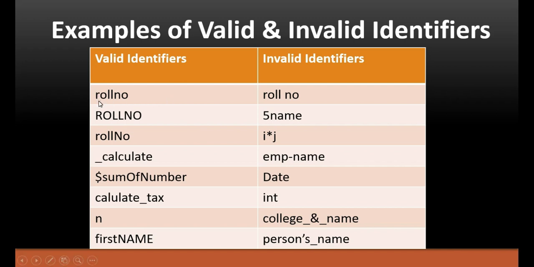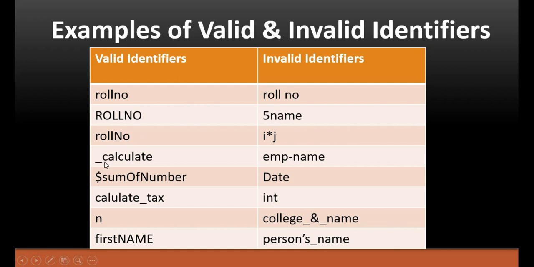So here is roll number. I am writing roll number all in small. First letter is starting with character. So this is a valid identifier. Second one is all in capital. That is also a valid identifier. You can use a combination of capital and small. This is known as camel case.